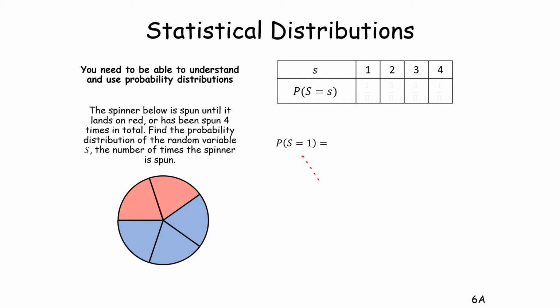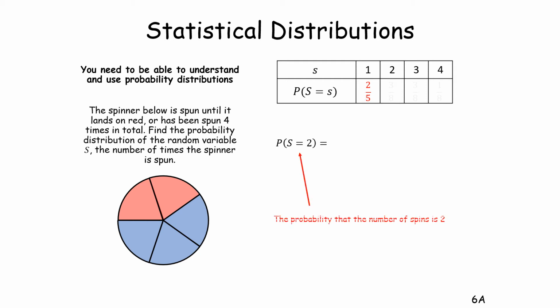Probability S equal to 1 is the probability the number of spins is 1. So for example, we get red on the first spin. If you get red on the first spin, you could simply stop, because it says the spinner is spun until it lands on red. And the chance of that is 2/5. The spinner has 5 sections and red represents 2 sections. So that's 2/5.